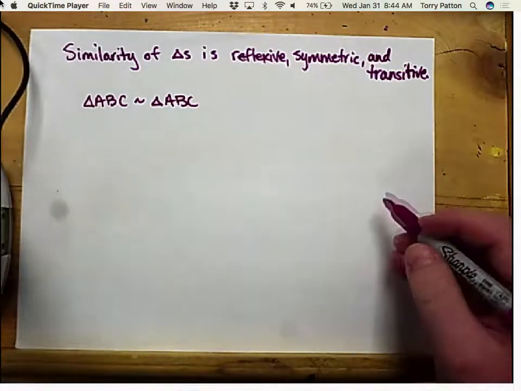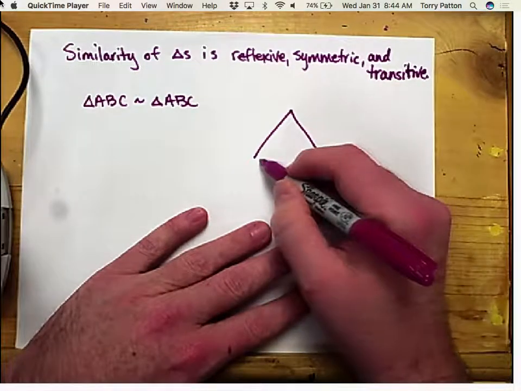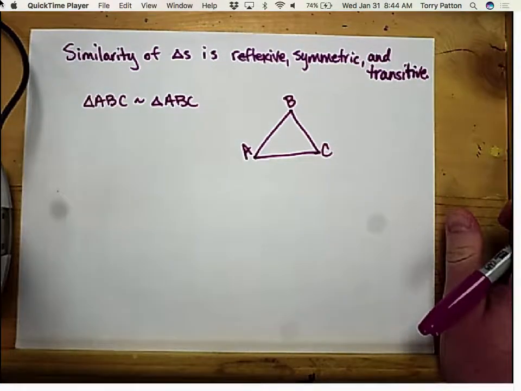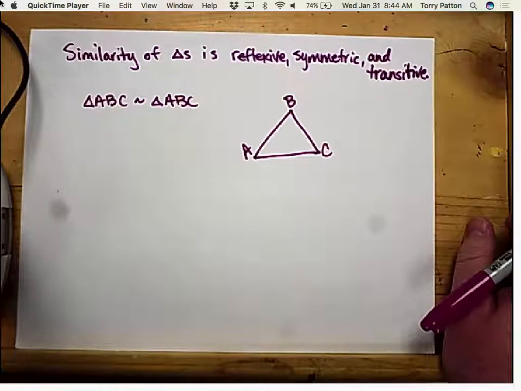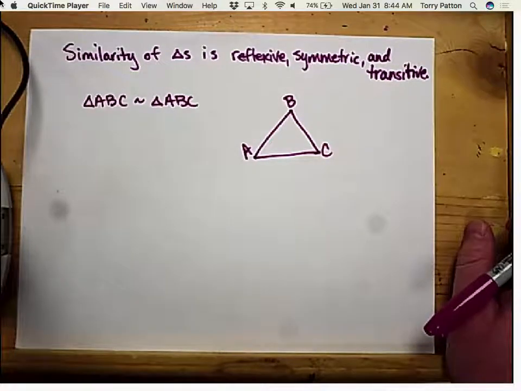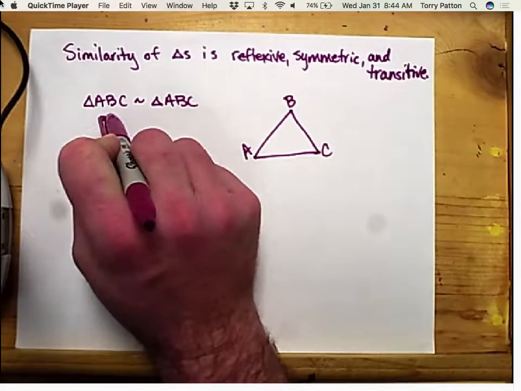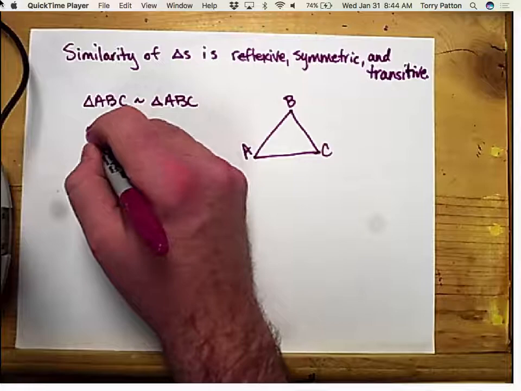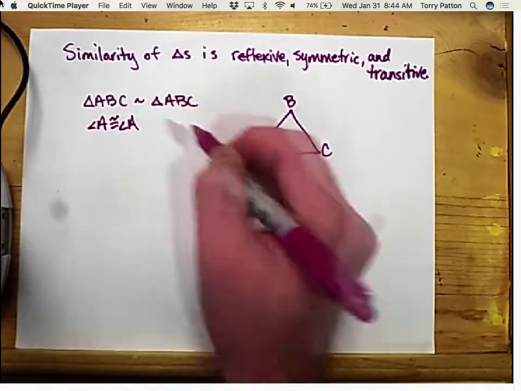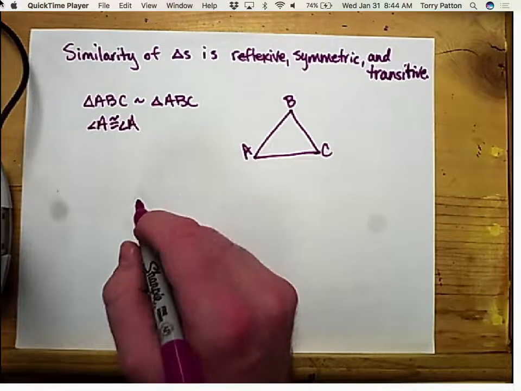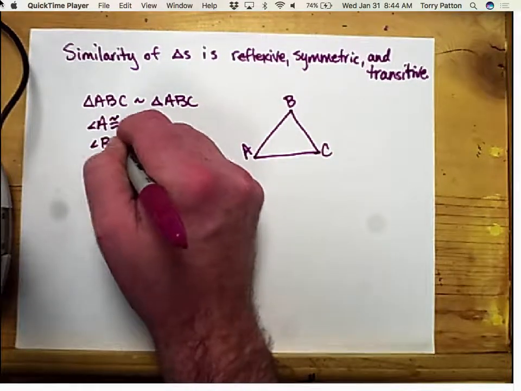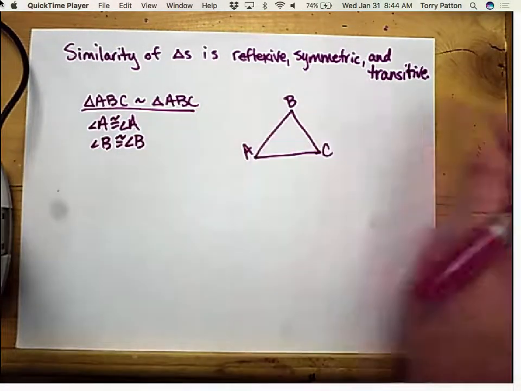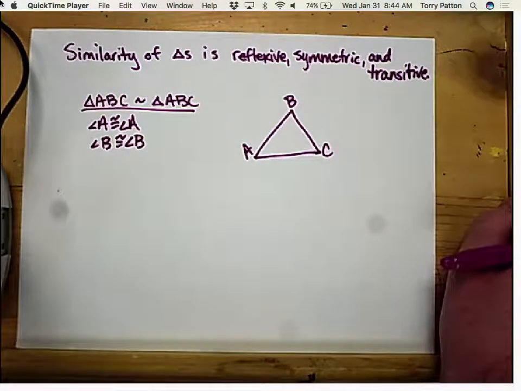Well, let's think about it. It's really easy because all you've got to do is prove that two angles of this triangle are congruent to two angles of that one. Well, angle A is congruent to angle A by the reflexive property of congruence. Angle B is congruent to angle B. So, you've got it. By angle-angle similarity, a triangle is similar to itself.